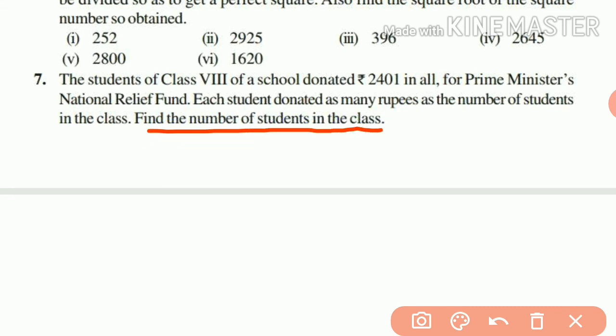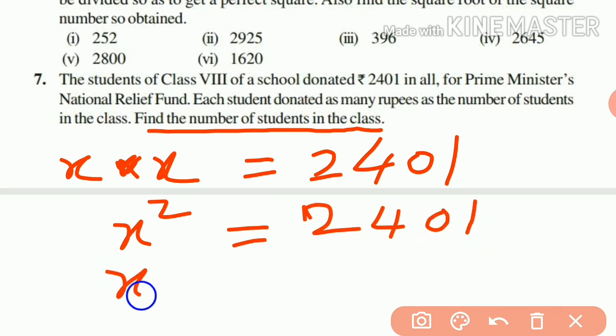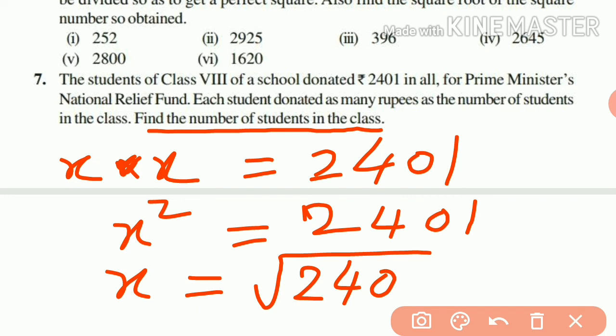Suppose that the number of students in the class is x, and each student donates x rupees, so we will multiply x into x, then the total amount will be 2401 rupees, and x into x becomes x square equal to 2401, and then x will be the square root of 2401. So in this way we will find the square root of 2401.